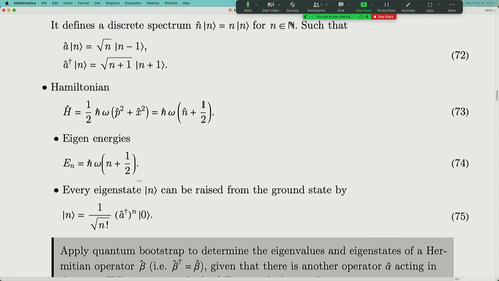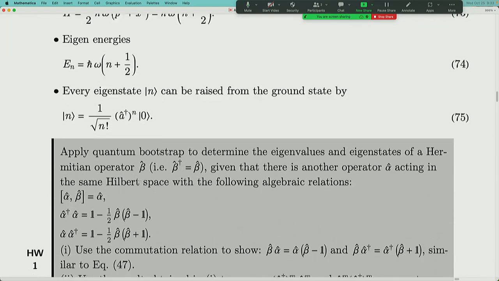So in doing all this, we never solved any differential equation or tried to diagonalize any matrix, but it is the power of this algebraic method, or quantum bootstrap, that allows us to reach all these conclusions without solving equations.